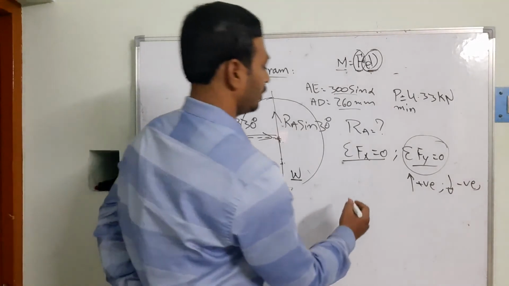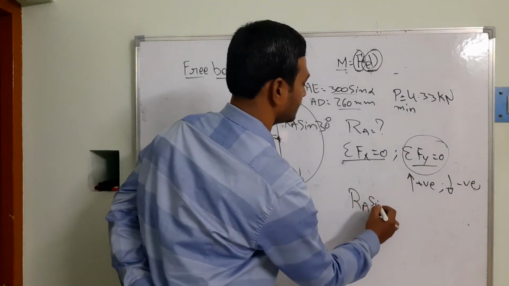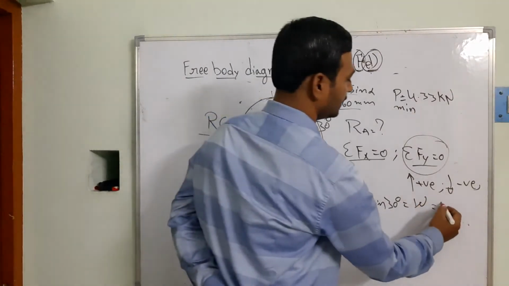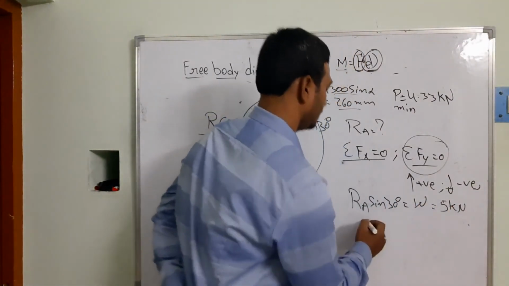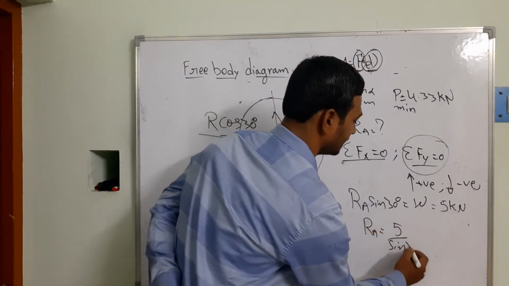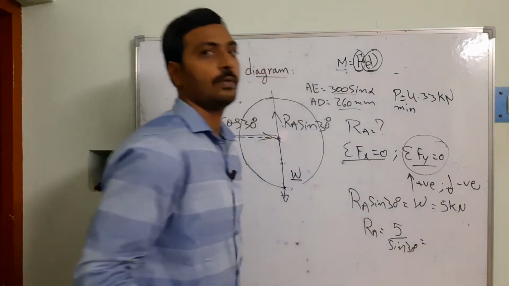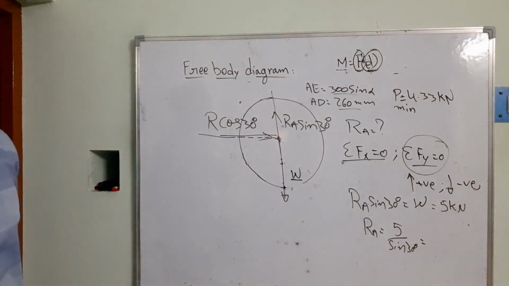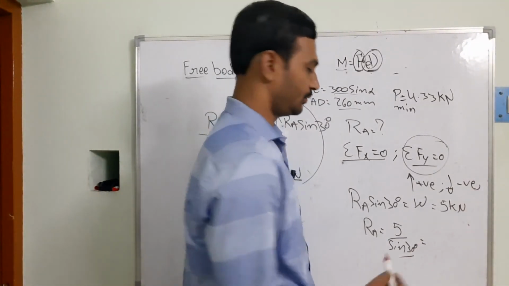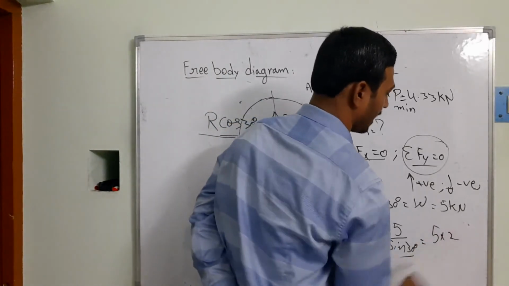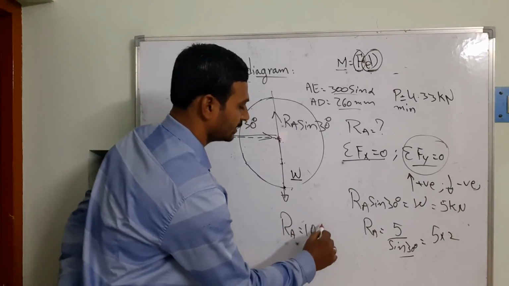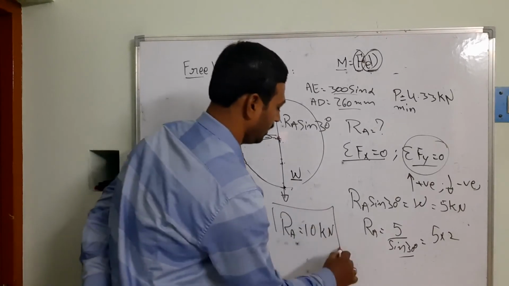So RA sin 30 degrees is equal to W. As we know, W is equal to the 5 kilonewtons load. Then RA is equal to 5 divided by sin 30 degrees, and from this we calculate the RA value. Simplifying, sin 30 is equal to 1 by 2, so that is 5 into 2. Then RA, the reaction force at the point A, is 10 kilonewtons.